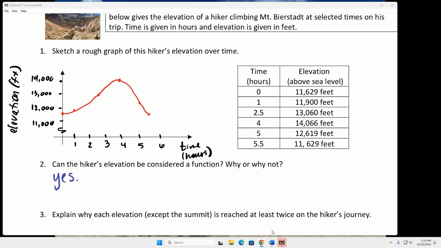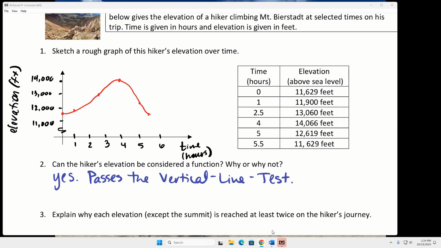Do you guys remember how you look at a graph and tell if it's a function? It's a certain kind of line test. Do y'all remember? Vertical line test. So you can also say that it passes the vertical line test. Or you could say there's only one elevation for each time, however you want to word it.